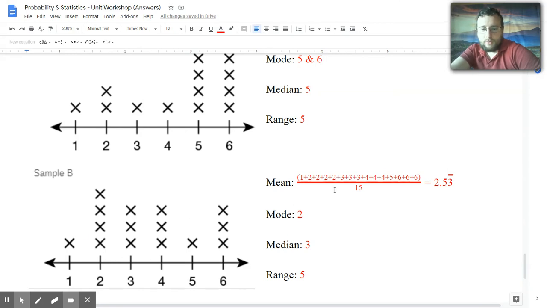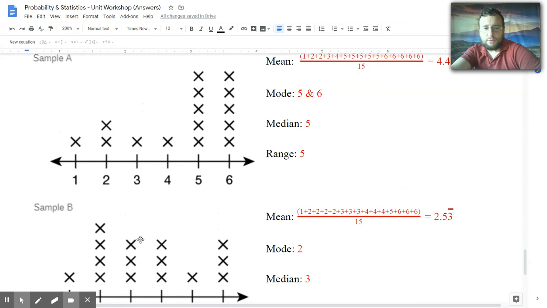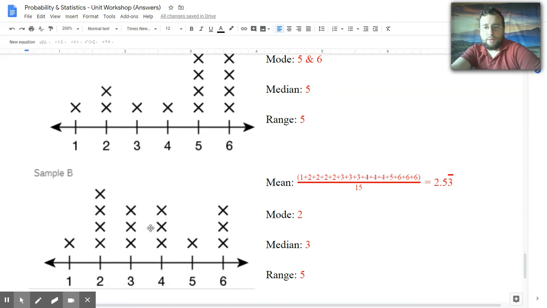The median is 3 because it's the middle value in that data set if you find it. And then the range is again 5. So they have an equal distribution of scores, but most of the scores are lower in sample B.